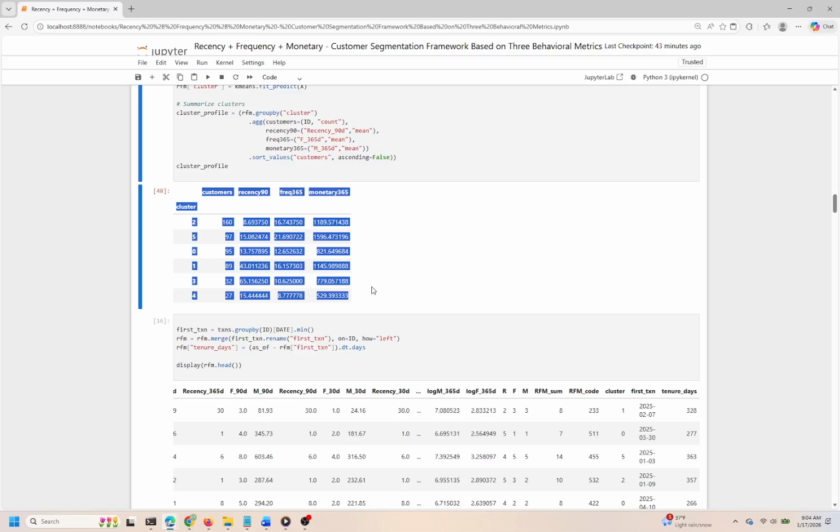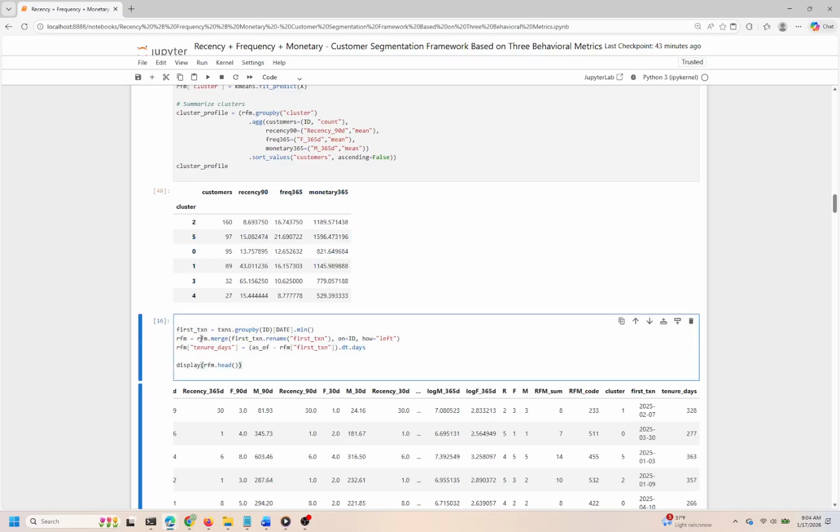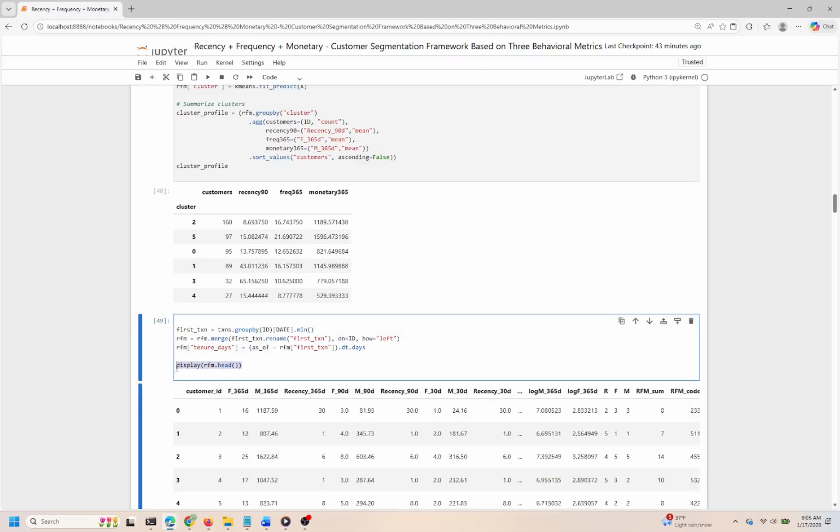Cell 9. In this code cell, we're diving into the process of enriching our recency, frequency, monetary, or RFM, dataset. The focus here is on determining how long each customer has been active, which we measure in days since their first transaction. Understanding customer tenure can offer valuable insights into behavior patterns and lifecycle stages, making it a crucial aspect of our analysis. We're starting by grouping our transaction data based on unique customer IDs, allowing us to identify each customer's very first transaction date. This is achieved by utilizing the .min function, which effectively extracts the earliest date for each customer, indicating when they began engaging with our business.